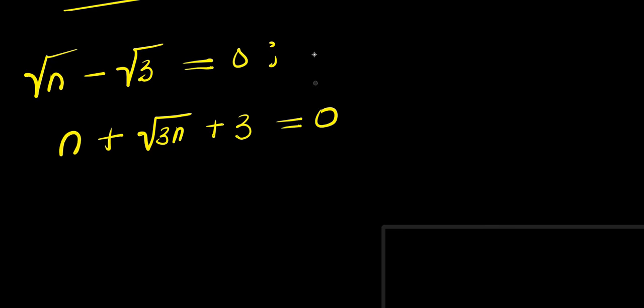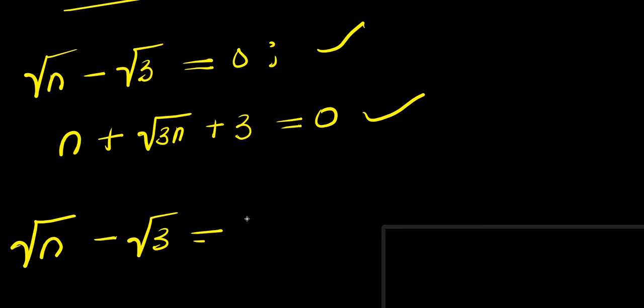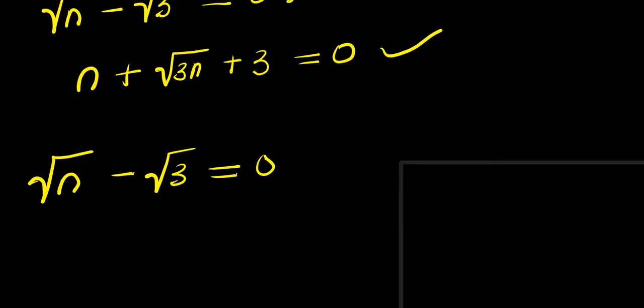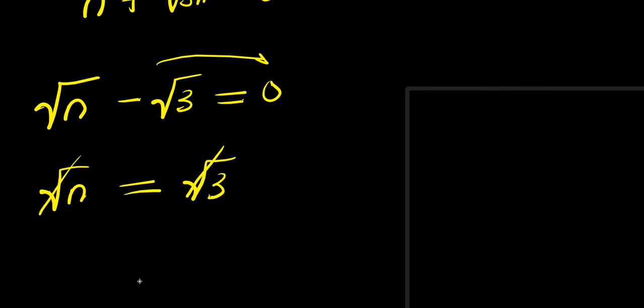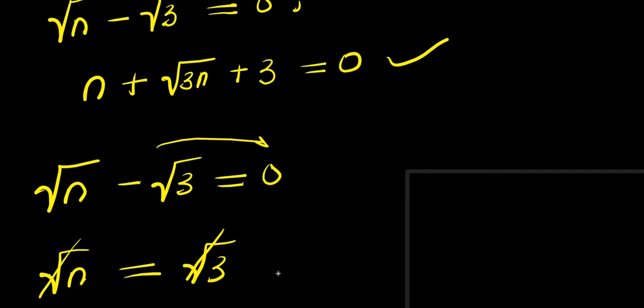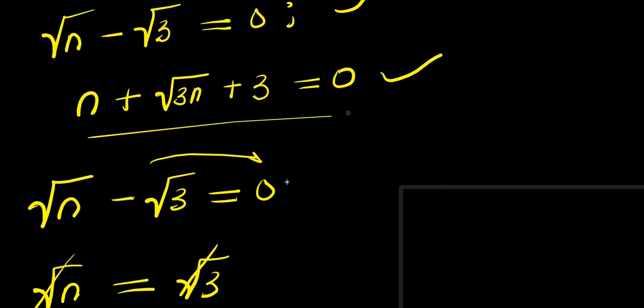Now let's start solving these individual equations. We start with the first one. Square root of n minus square root of 3 equals 0, meaning I can move this over here. Square root of n equals square root of 3. Square root eliminates square root. I can have n equals 3. This is my n1. We have this quadratic equation to solve.